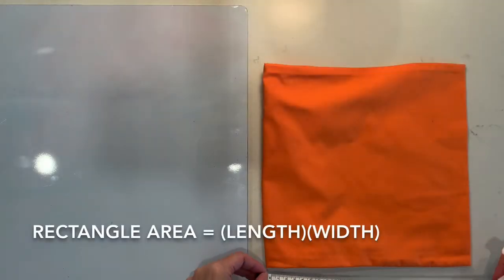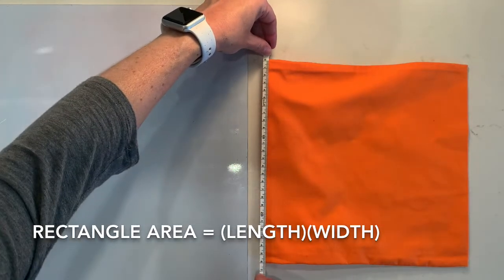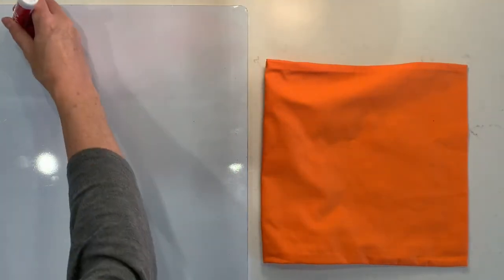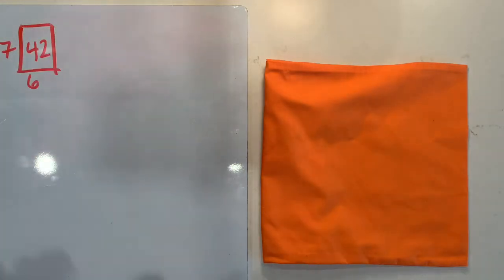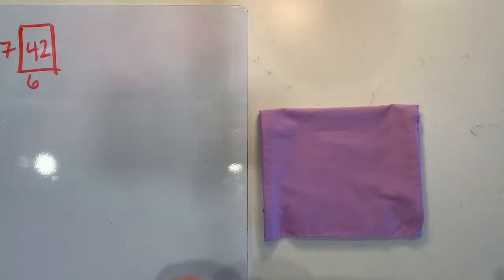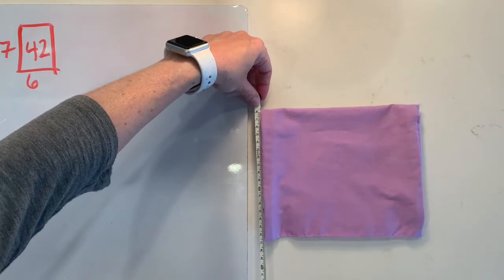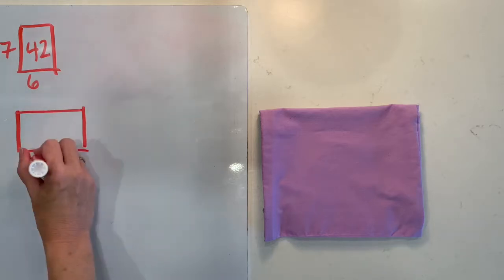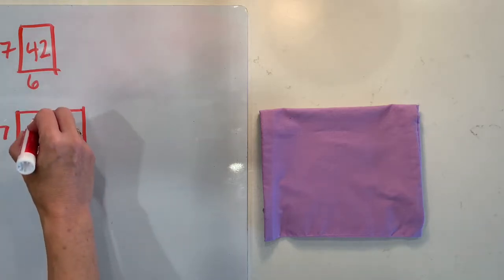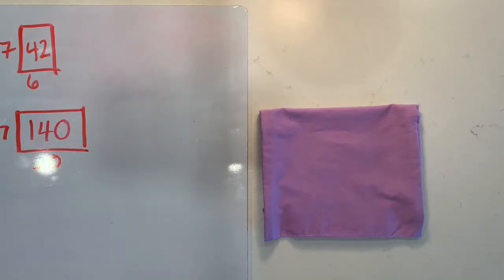If we had a rectangle that was 6 centimeters by 7 centimeters, we would say that its area is 42 units squared. If we had a rectangle that was 20 centimeters by 7 centimeters, we would say that its area is 140 centimeters squared.